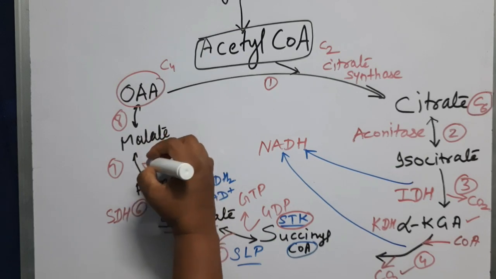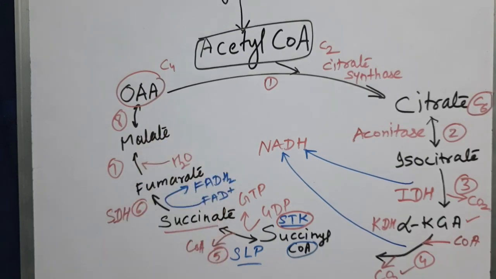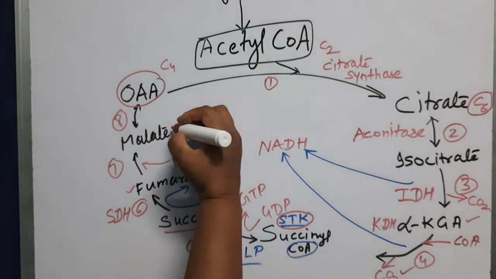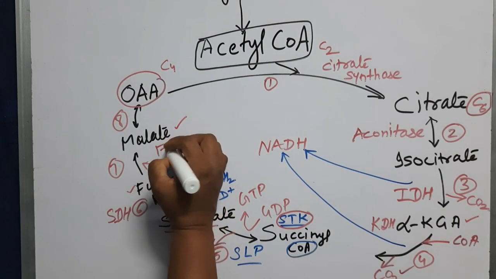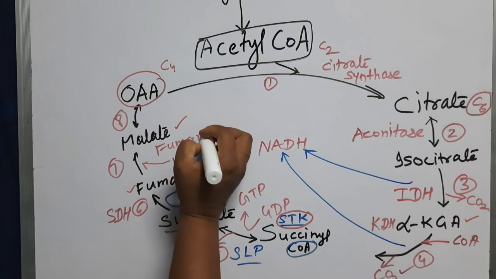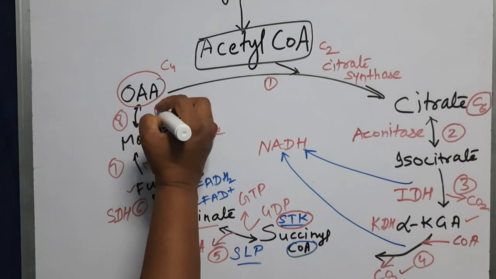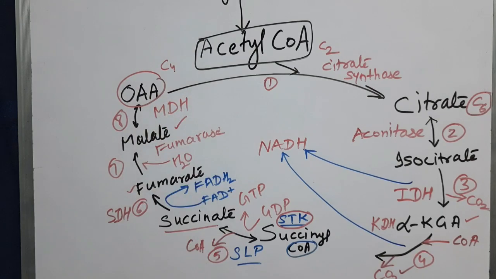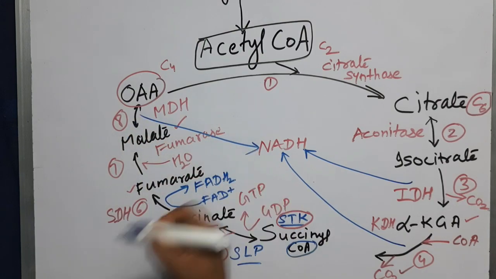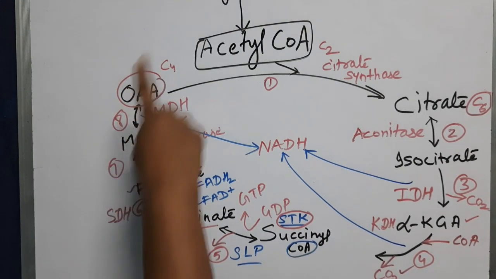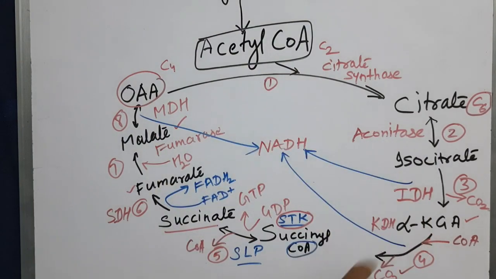The next step is conversion of fumarate to malate. You are just adding one water. In fumarate you have one double bond, and to that double-bonded carbon a water molecule is added to form malate. Here the enzyme is fumarase. This is our 7th enzyme, fumarase. And the last step is conversion of malate to oxaloacetate. Here the enzyme is malate dehydrogenase. Again a dehydrogenase has come, so there will be production of another NADH.